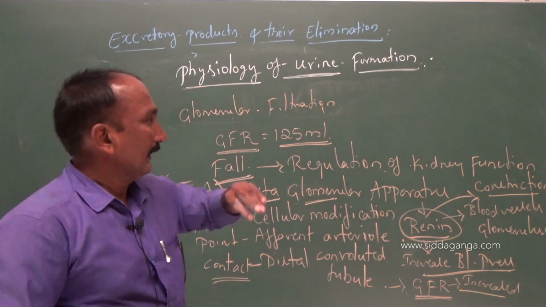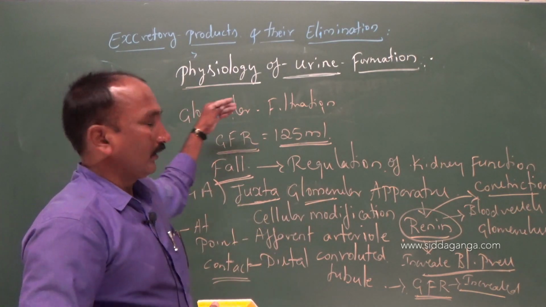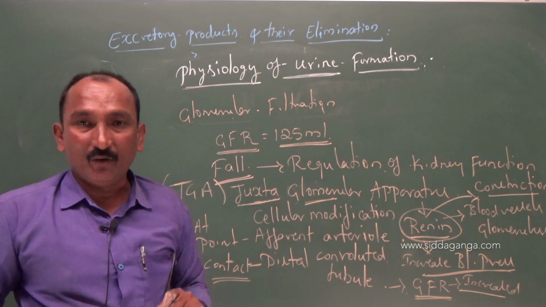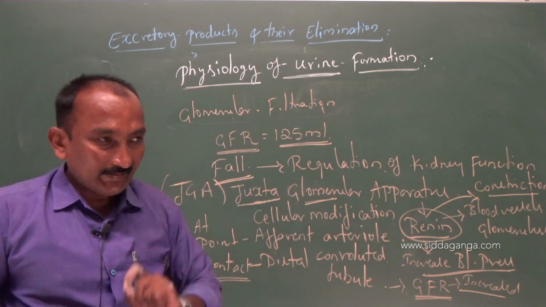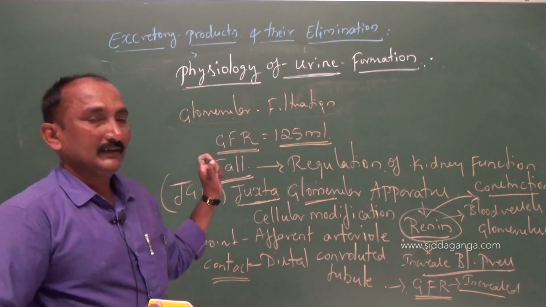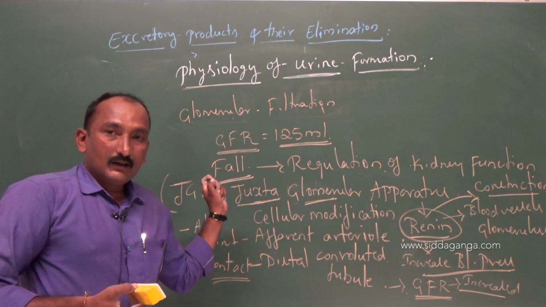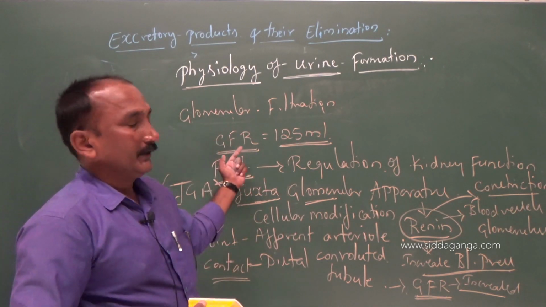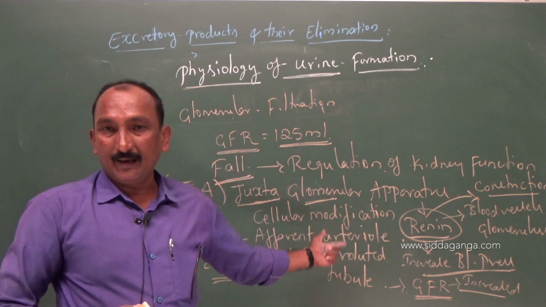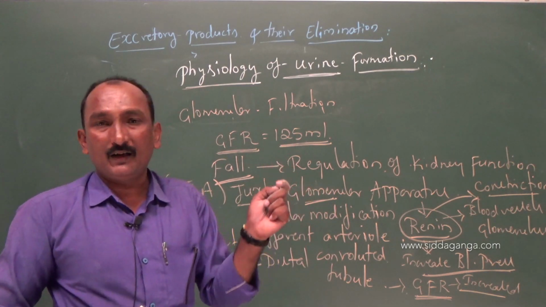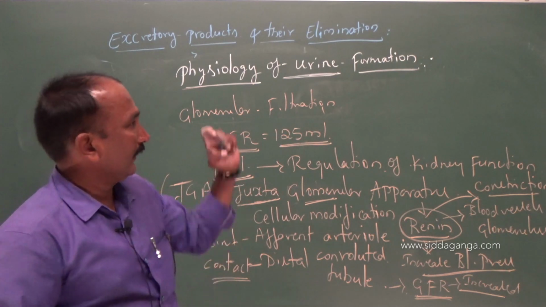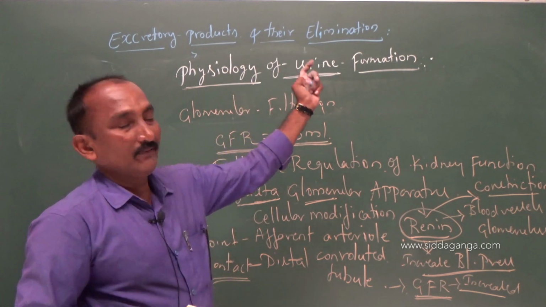Okay, that is with regard to glomerular filtration. It is only the first step of urine formation. In the coming session, let us study the second steps, tubular reabsorption and tubular secretion. They are the two steps remaining in the physiology of urine formation.